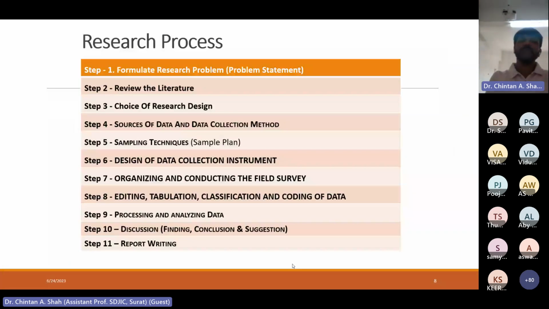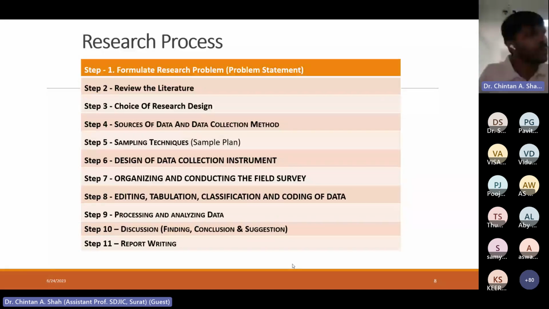First is formulation of the problem, that is problem statement, problem identification, review of literature, then choice of research design, sources of data collection and data method, sampling techniques, which is known as the sample plan. You should also include all this information in the research paper.